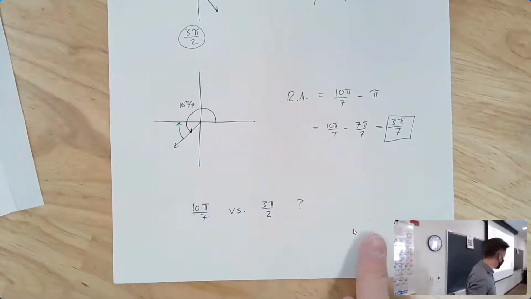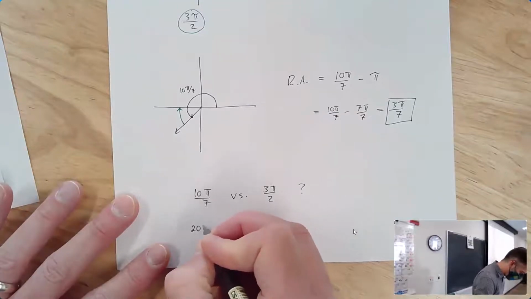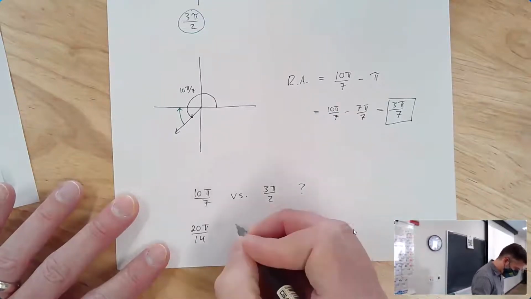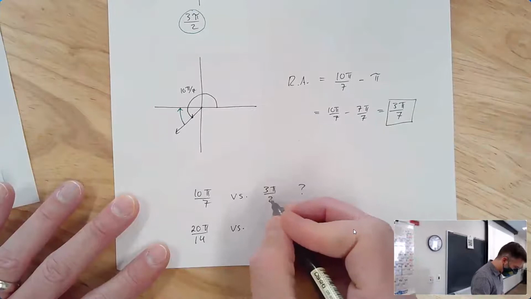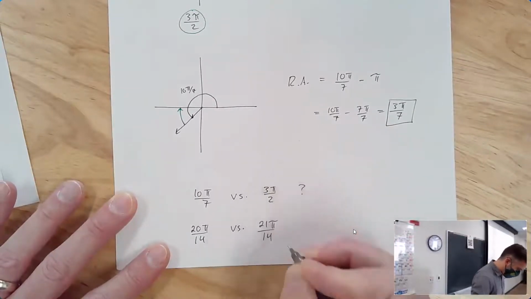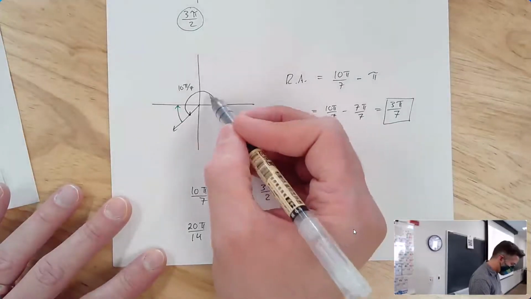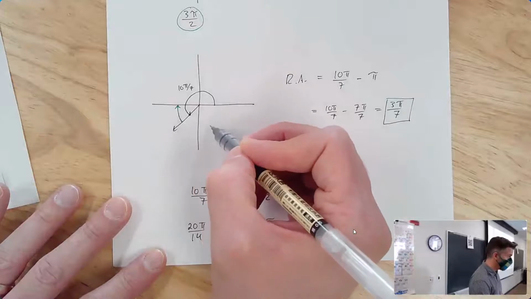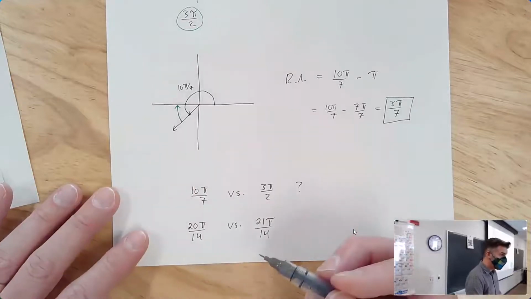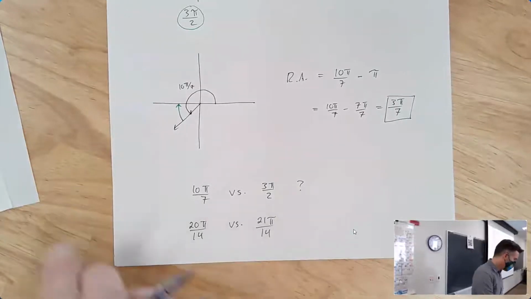Well, let's get a common denominator. I'm going to multiply this by 2 over 2, so we get 20 pi over 14. I'll multiply this by 7 over 7, 21 pi over 14. Oh, that's bigger. So we didn't quite get all the way to where quadrant 3 ends and quadrant 4 begins. So we're in quadrant 3. I don't think you need to do this, but if you wanted to, you certainly could.